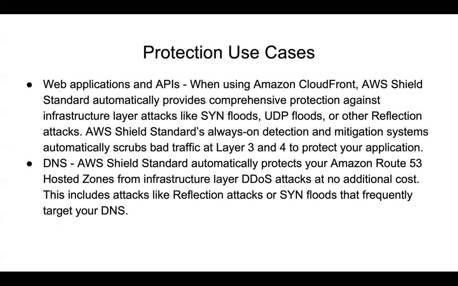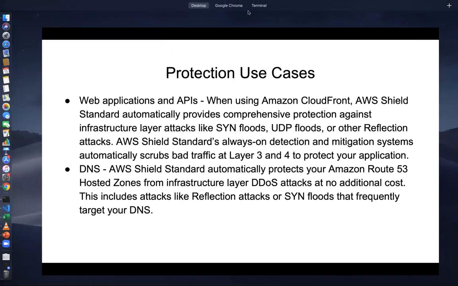It stands at $3,000. Again, regarding DNS, Shield Standard automatically protects your hosted zones and Route 53 from any kind of infrastructure layer DDoS attacks. This also includes attacks such as SYN floods or UDP flood attacks that target your DNS and so on. So let's go to the console and try to understand what Shield Standard and Advanced provide us with. And then let's go ahead and spawn up our CloudFormation template for creating our web application firewall.